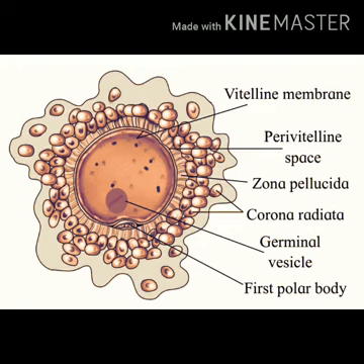They are firmly held to the zona pellucida and to each other by an acid called hyaluronic acid. It is actually a mucopolysaccharide. Between the vitelline membrane and zona pellucida there is a gap. This gap is filled with a fluid and this space is called perivitelline space. The first polar body lies in this space.